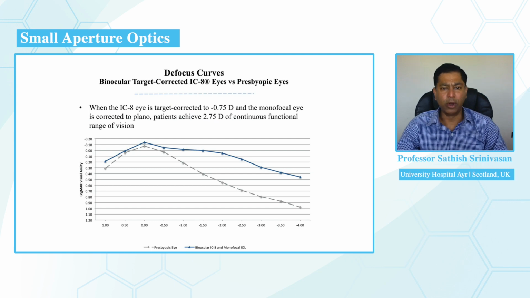This is the binocular target corrected defocus curves where the IC8 eye has been targeted for minus 0.75 diopters of myopia. And in this graph, the defocus curve shows that patients were able to achieve a continuous functional range of vision right from emmetropia to over 2.75 diopters.